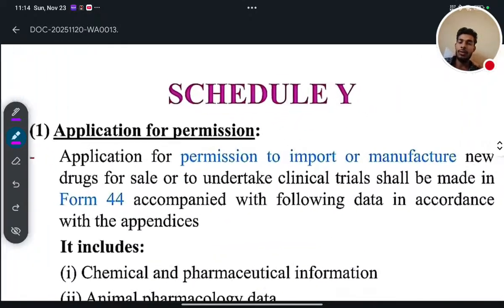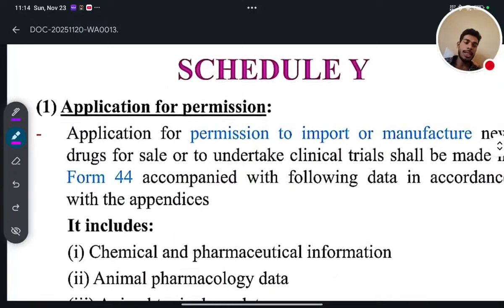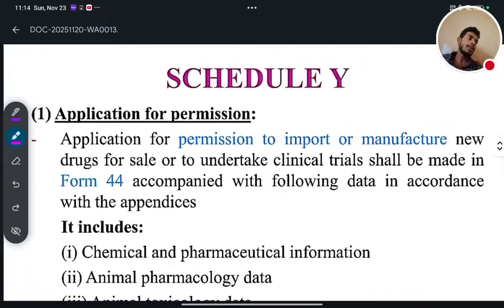So what is Schedule Y? How many steps are there? Normally there are 5 steps for clinical trial, and the names of those 5 steps are: trial 0, then trial 1, 2, 3, 4. So the 5 steps are 0, 1, 2, 3, 4. You have to remember all this.